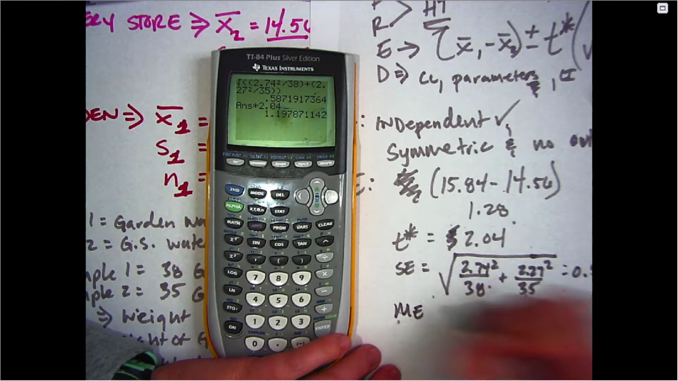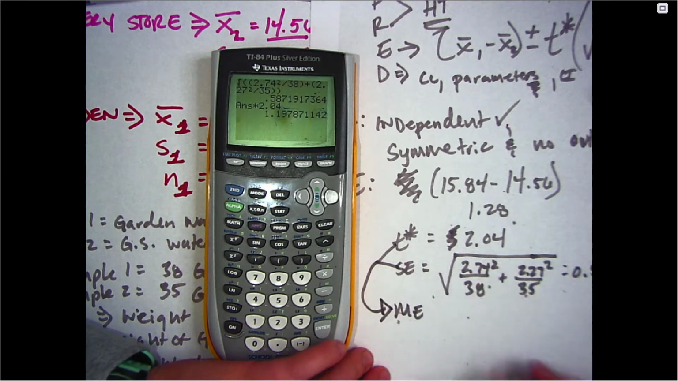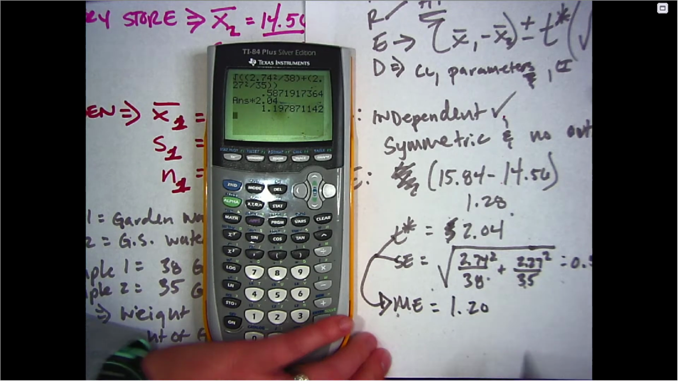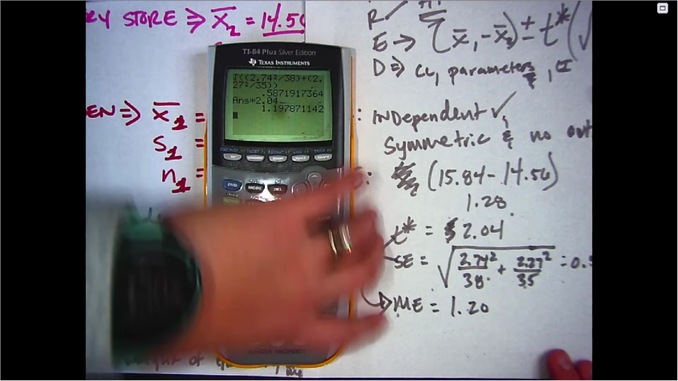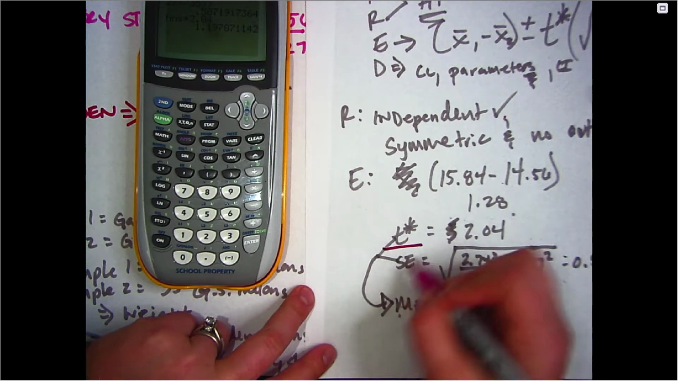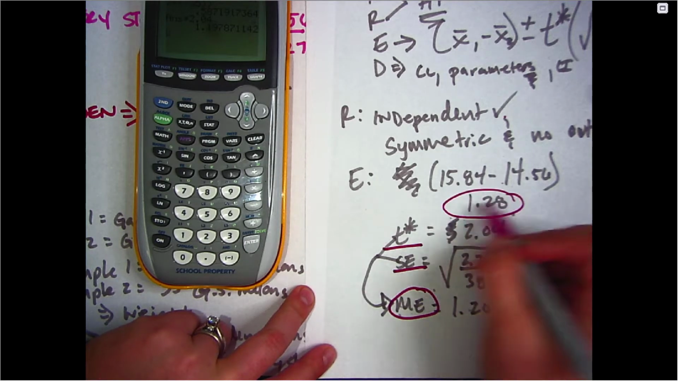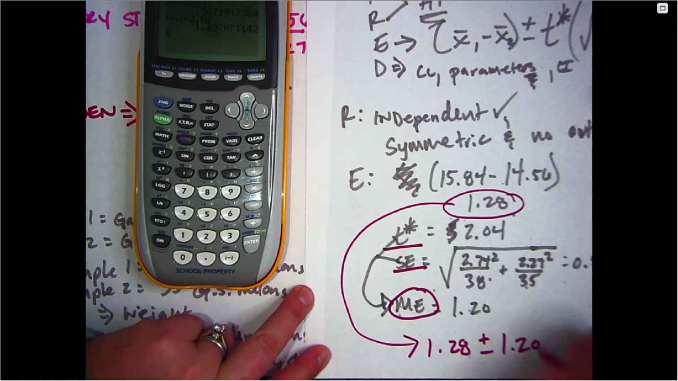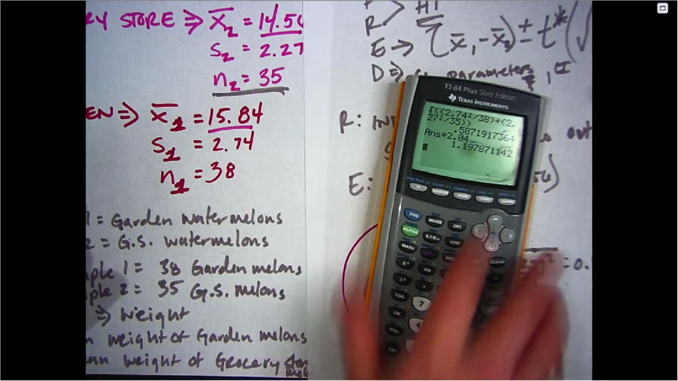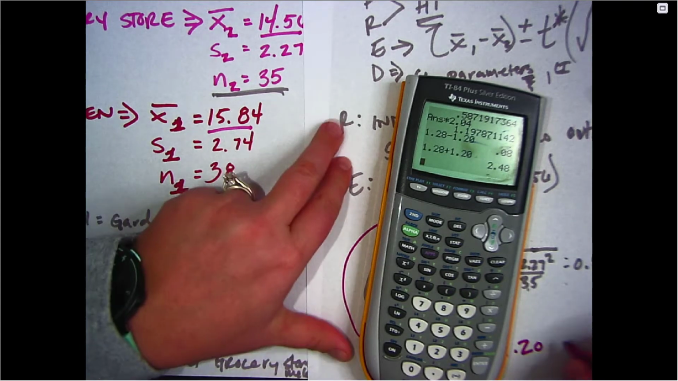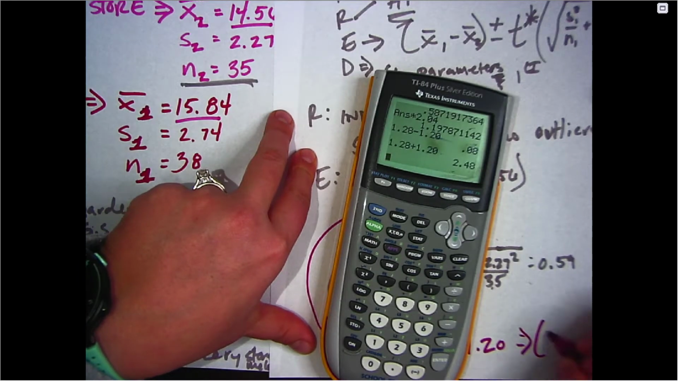And my margin of error, then remember, are these two multiplied together. And here we get 1 point, and let's round correctly and get 1.20. So that's what we add and subtract. So these two things created this. Now this is going to be added and subtracted too. So we have 1.28 plus or minus 1.20. So here that would give me a lower bound of 0.08 and an upper bound of 2.48.